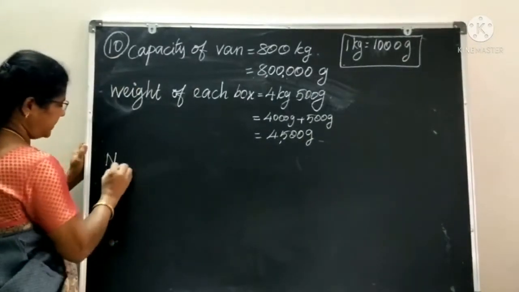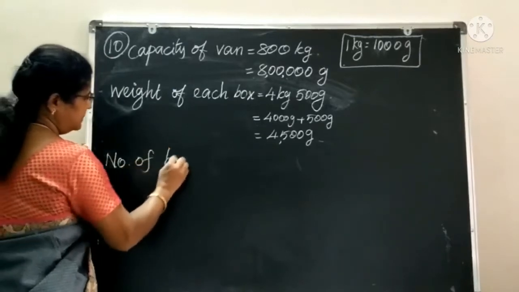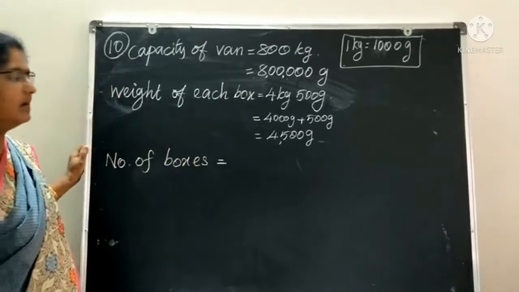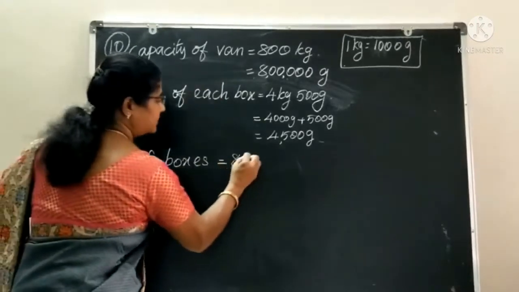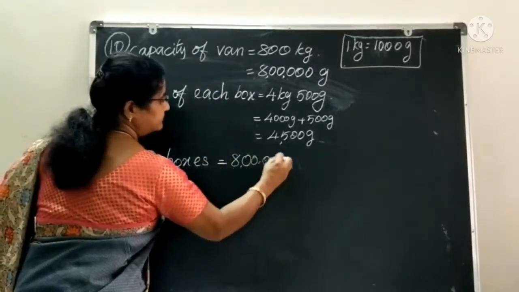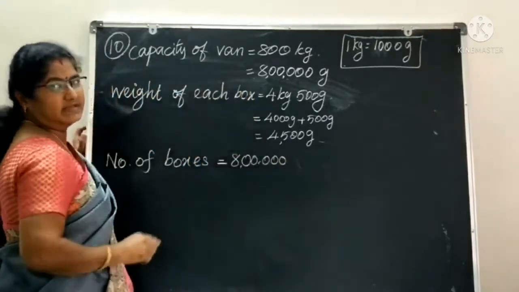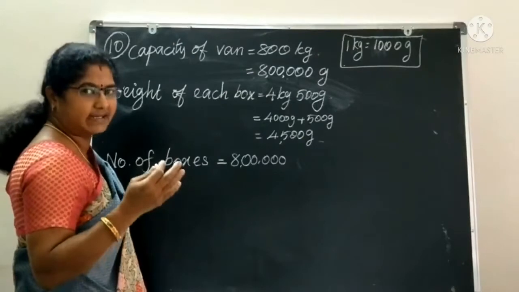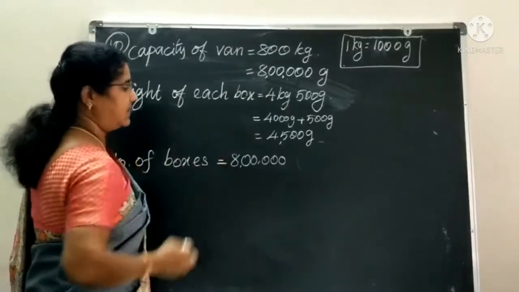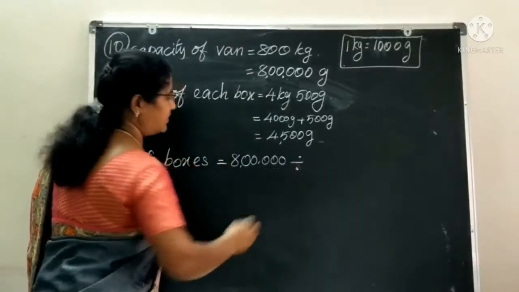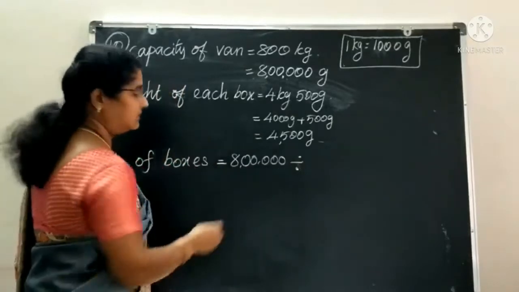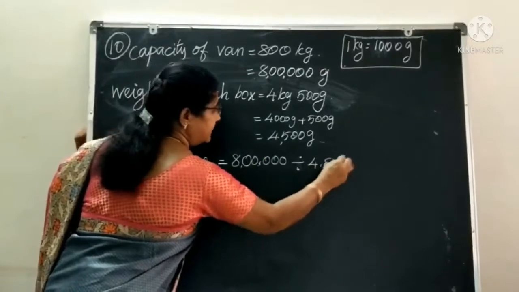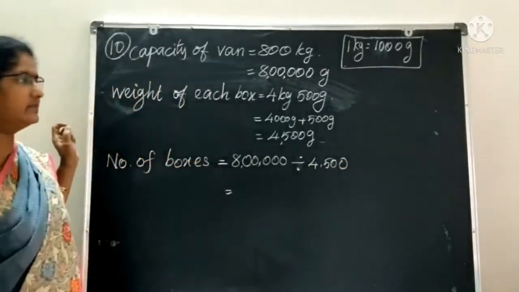Now find the number of boxes that can load in the van. What to do? Divide the total weight, the capacity of the van, the load it can carry is 8 lakh grams, divided by 4500. We have to divide.